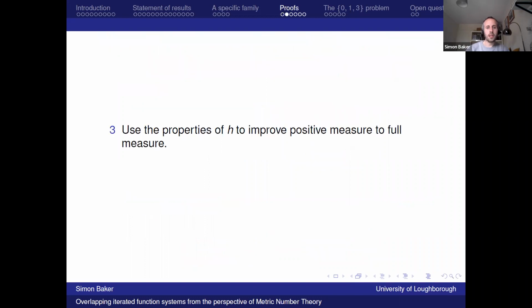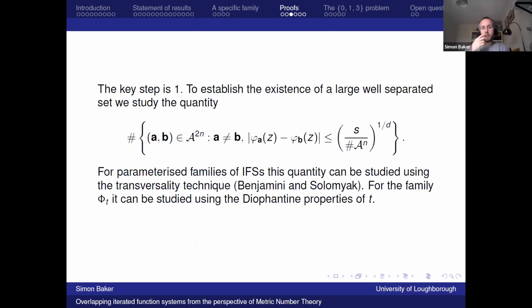Then when you want to go from positive Lebesgue measure to full Lebesgue measure, you have to do a bit of work. And this is when these properties of H come in. Using the fact that H is good allows you to often step from positive Lebesgue measure to full Lebesgue measure. Okay. So as I say, the key step is step 1, somehow being able to say that for infinitely many levels n, you're going to have this large, well-separated set.